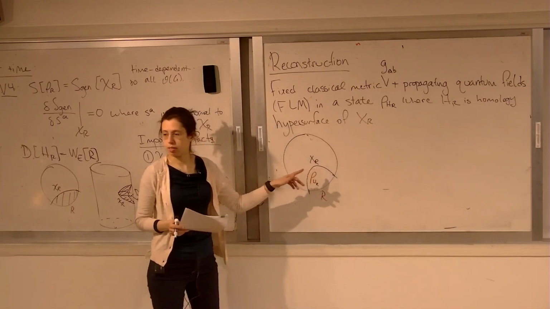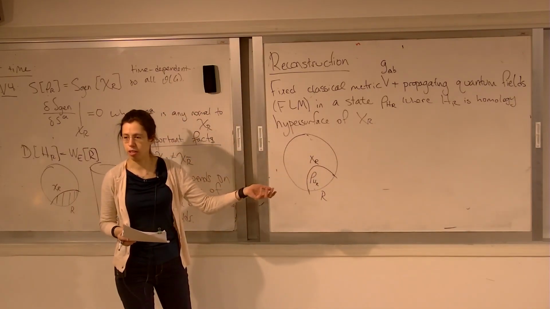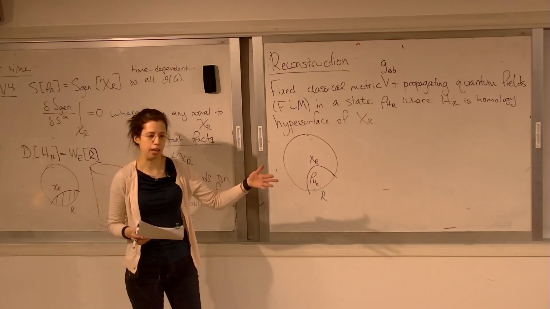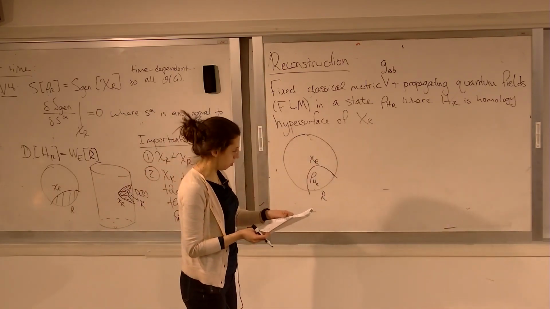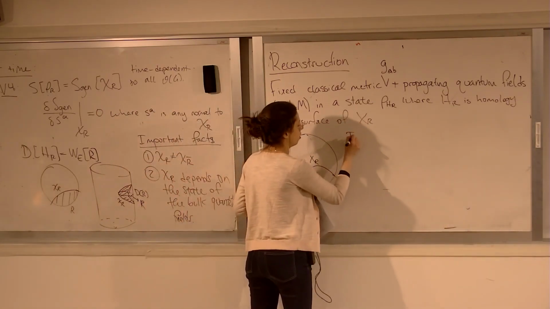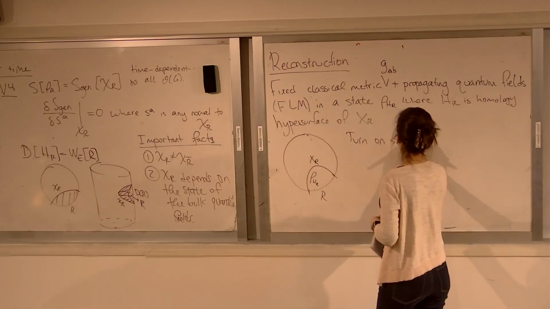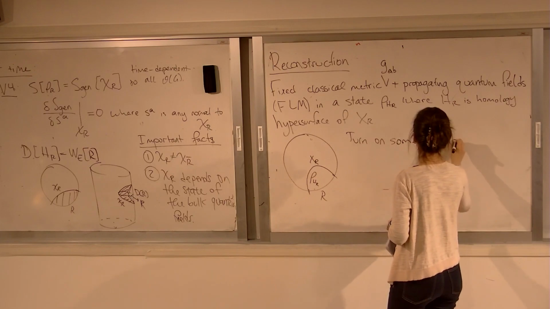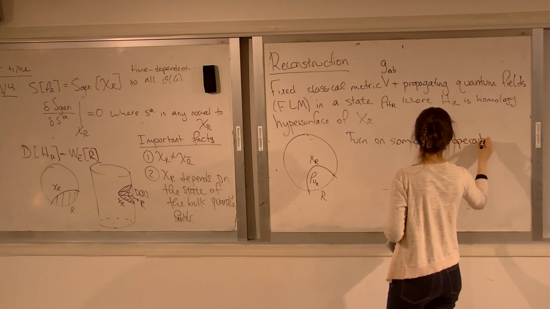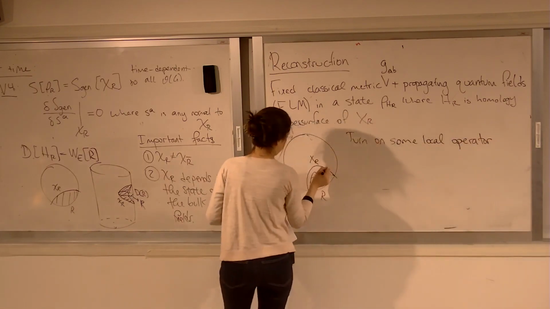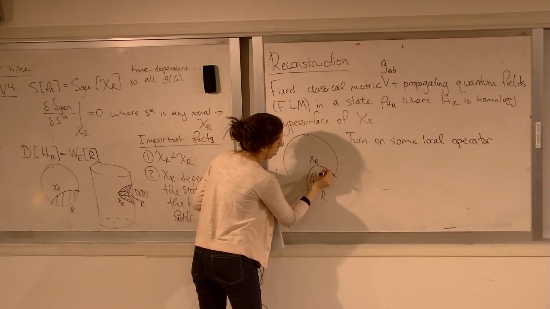Now what we're interested in doing is turning on some operator here, and we'd like to then reconstruct that operator in the dual CFT. That's what we mean by reconstruction. So I'm going to turn on some local operator in the bulk. Call it X.